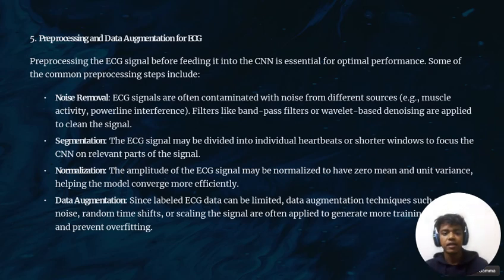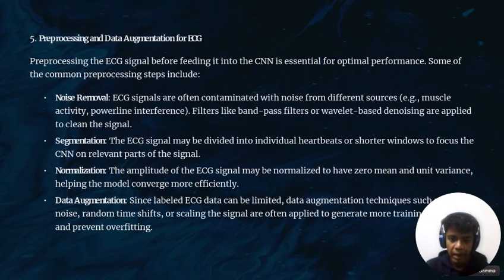Now we'll go through pre-processing and data augmentation for ECG. Pre-processing the ECG signal before feeding it to the CNN is essential for optimal performance. Some common pre-processing steps include noise removal. ECG signals are often contaminated with noise from different sources such as muscle activity, power line interference, and baseline interference. Filters like bandpass filters or wavelet-based denoising are applied to clean the signal. Segmentation: the ECG signal may be divided into individual heartbeats or shorter windows to focus the CNN on relevant parts of the signal.